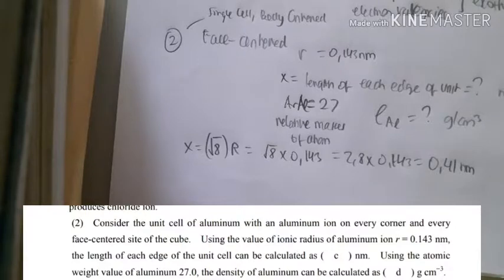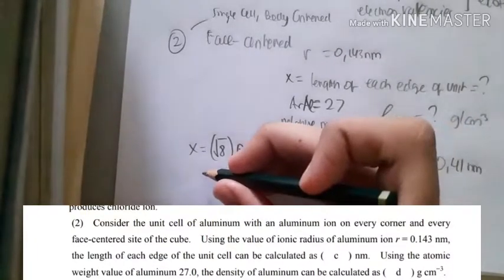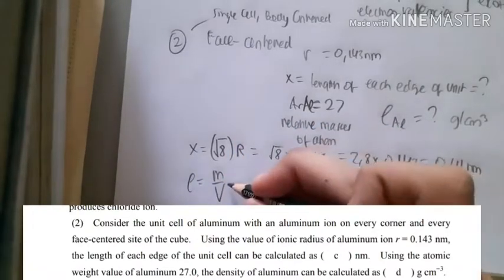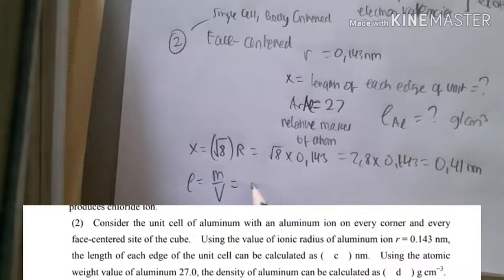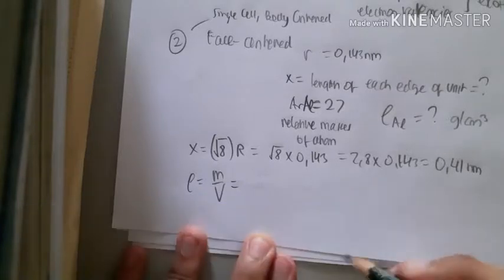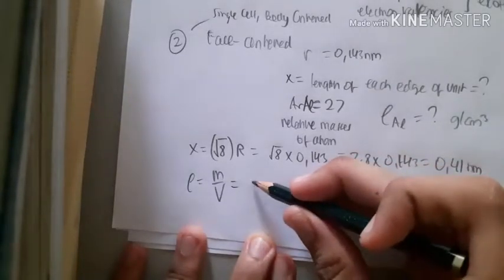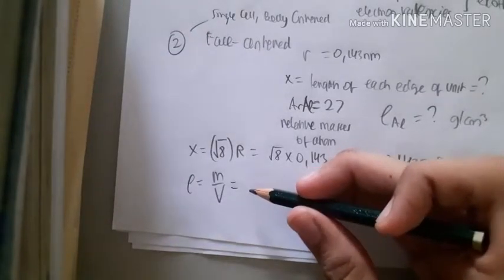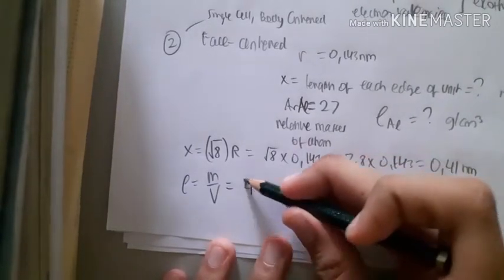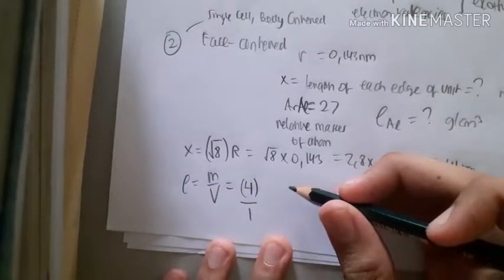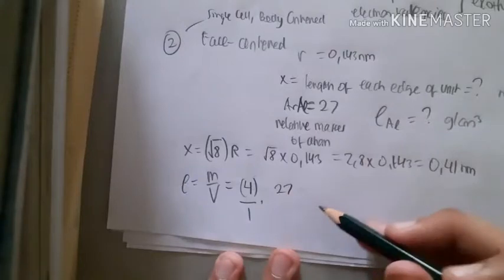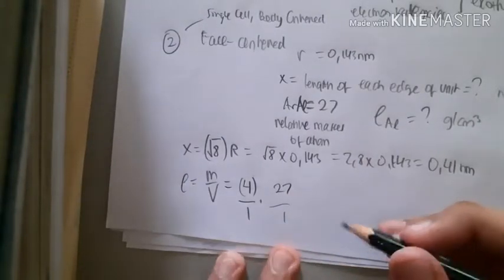Okay, and how about the second question, about density? The formula is density is mass over volume, but we cannot just put 27 over the volume, like 0.4 cubed. This is the way you do it. First, you need to consider the atoms in the unit cell. In face-centered cubic, the unit cell has 4 atoms, and each aluminium atom has 27 relative mass.